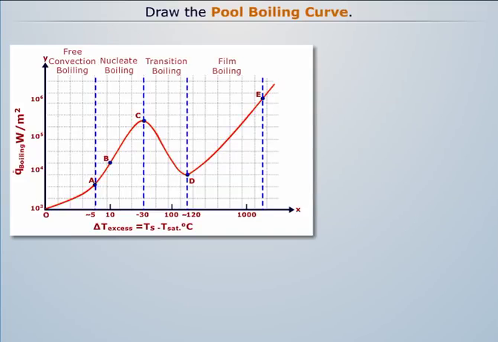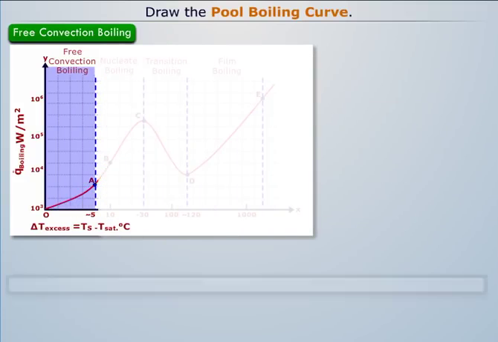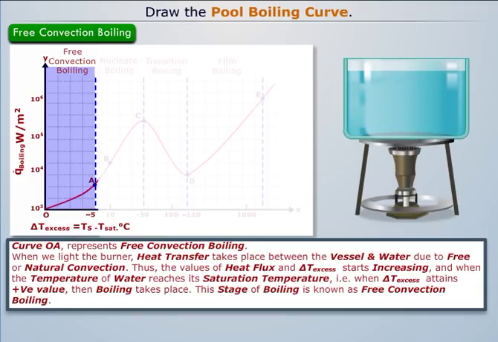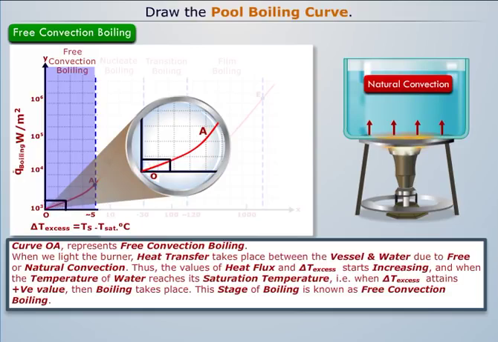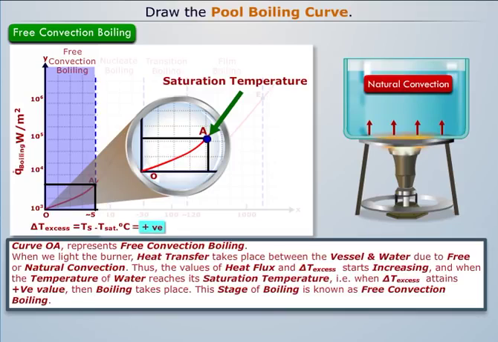Let's discuss curve OA, which represents the stage free convection boiling. When we light the burner, heat transfer takes place between the vessel and water due to free or natural convection. We can see that the values of heat flux and delta T excess start increasing. And when the temperature of water reaches its saturation temperature, that is, when delta T excess attains a positive value, then boiling takes place. This stage of boiling is known as free convection boiling.